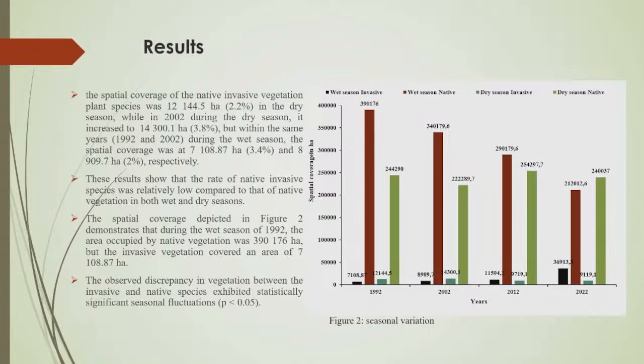So if you look at the results here without me reading them out, you can see that there has been a seasonal fluctuation of the encroaching species, with 2022 having the highest level of encroachment at 10%. These are based on the model results that we received from this analysis. So now we can say that there are discrepancies between the vegetation in the invasive.